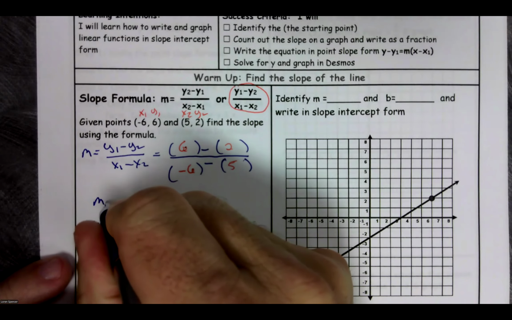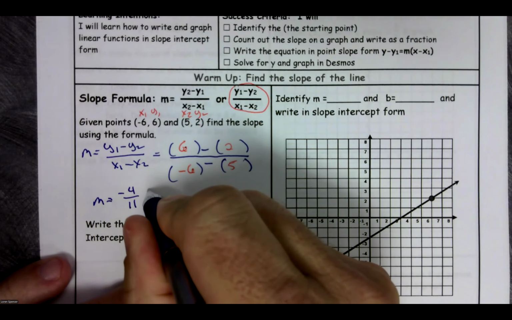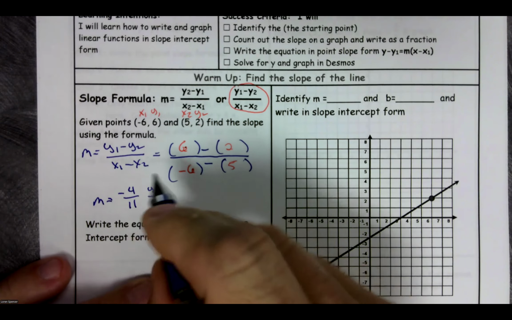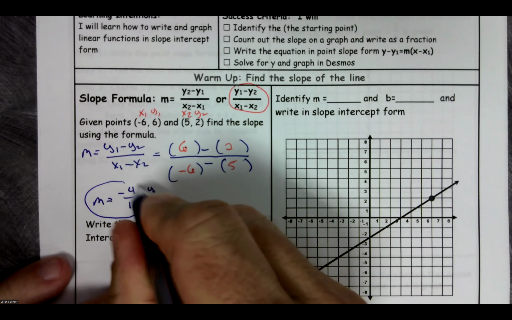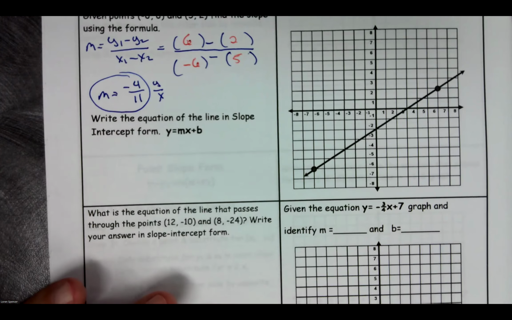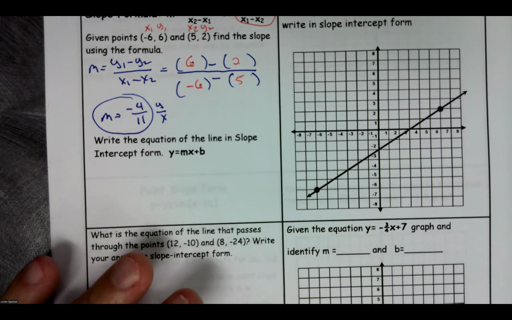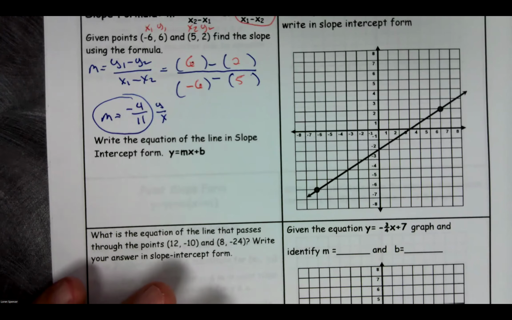So m equals -4/11. Please don't forget this is the y's up here and this is the x's there. But this is what we need. Then it says write the equation of the line in slope-intercept form. Well, this one's going to be a little bit ugly, but we're still going to do it. We're going to do it two ways. We're going to do it by hand, and then we're going to do it by Desmos.